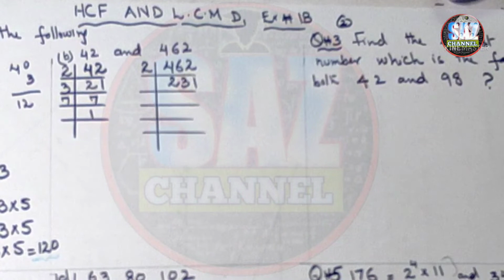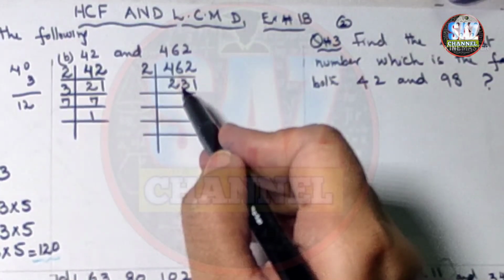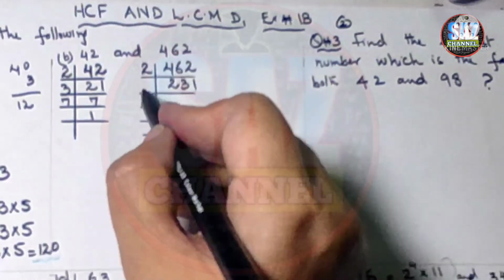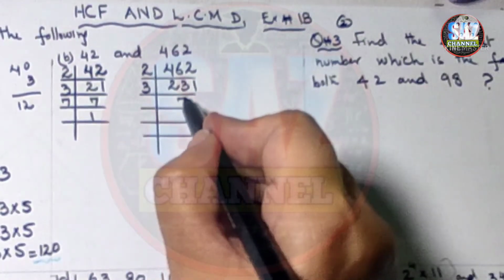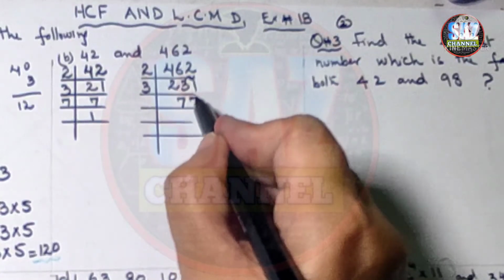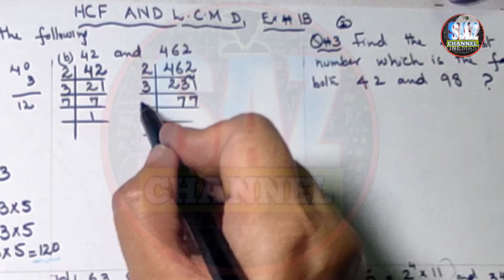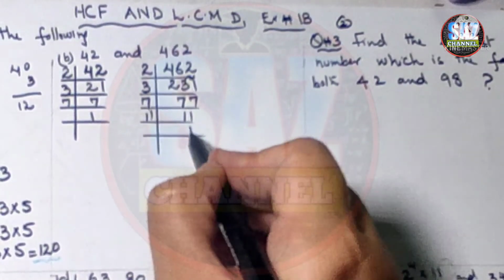Now the unit digit is 1, so I cannot go for 2. 3 plus 2 is 5, plus 1 is 6. The sum of the digits is divisible by 3, so this number will be divisible by 3. 3 how many times? 3 7s are 21, 2 left and 2 will be given over here. 3 7s are 21. And now I do not have to go abruptly. The next number which will be suitable for this is 7. 7 11s are 77 and 11 1s are 11.